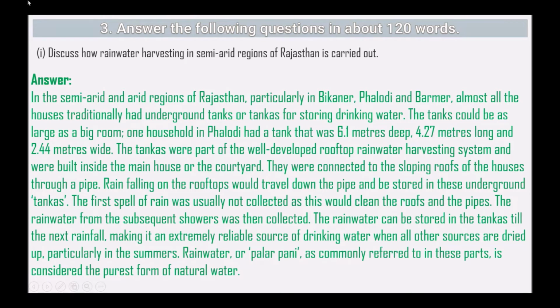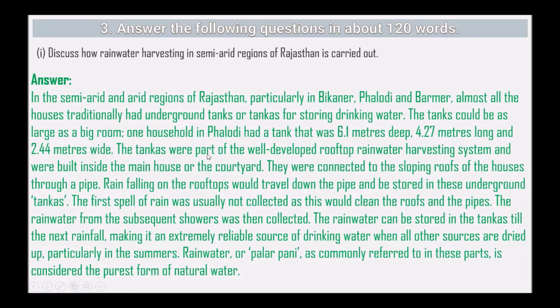In the semi-arid and arid regions of Rajasthan, particularly in Bikaner, Phalodi and Barmer, almost all the houses traditionally had underground tanks for storing drinking water. The tanks could be as large as a big room. One household in Phalodi had a tank that was 6.1 meters deep, 4.27 meters long and 2.44 meters wide.